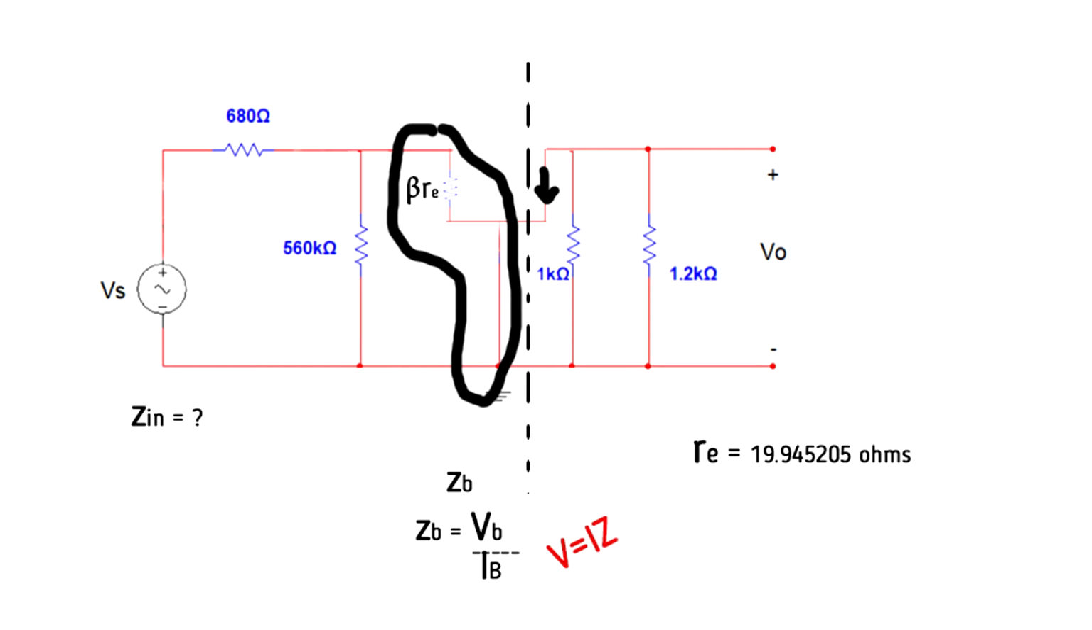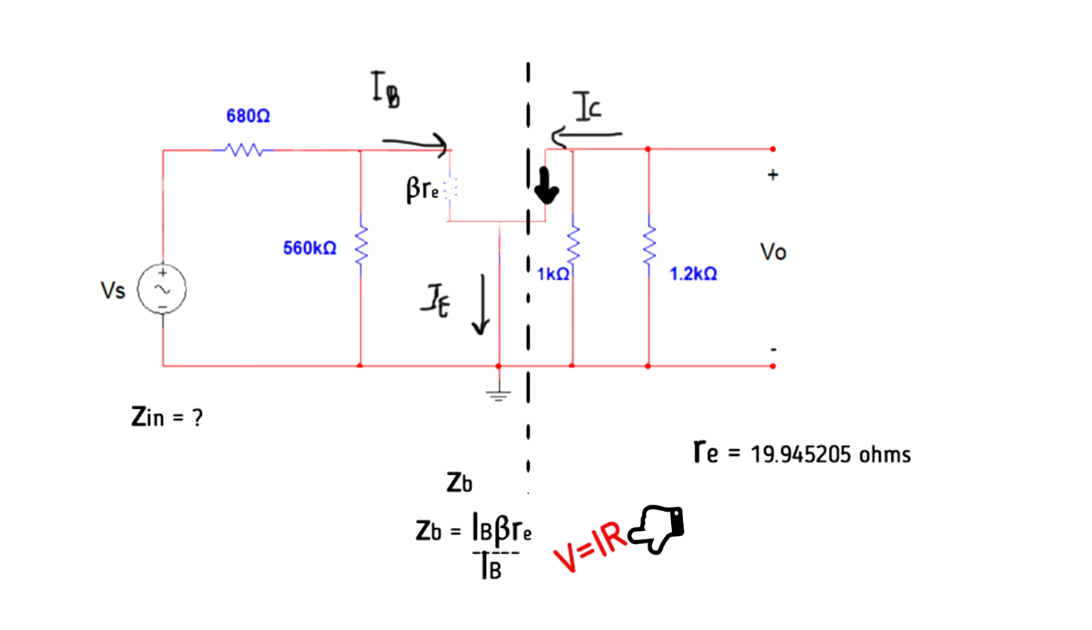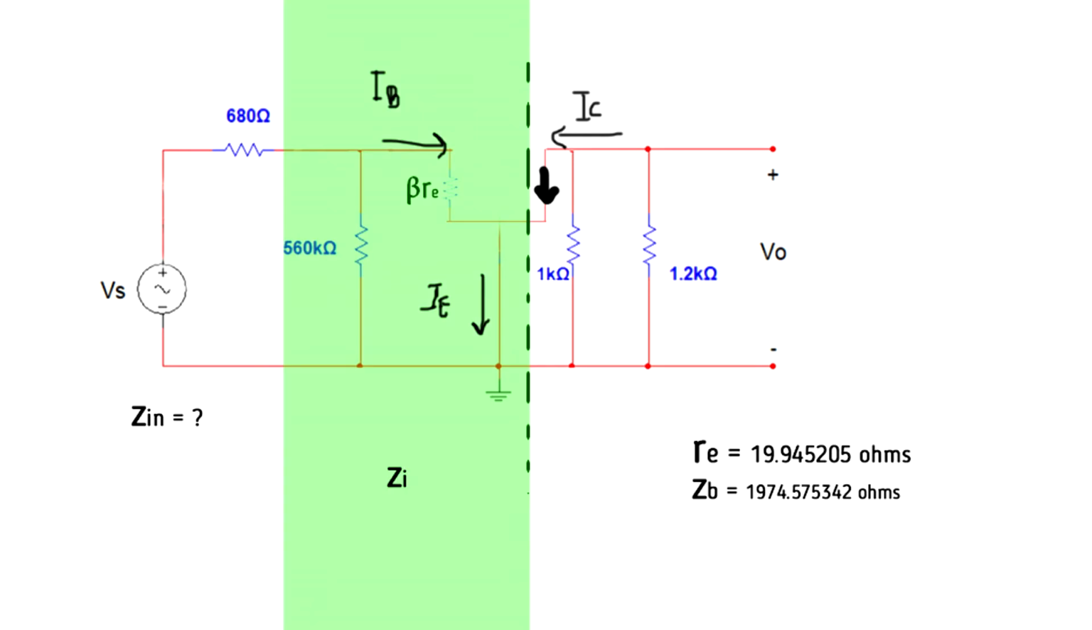So to find VB, we use Ohm's law again. V equals IR. Looking at beta RE, the current that passes through it is IB. So therefore, we can substitute VB with IB beta RE. The two IBs cancel out, and we're left with ZB is equal to beta RE. Plug in all the necessary values, and then we get ZB is equal to 1974.575342 ohms.